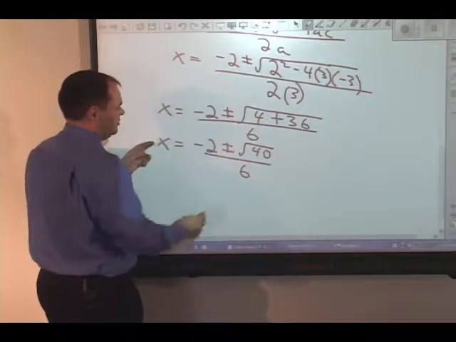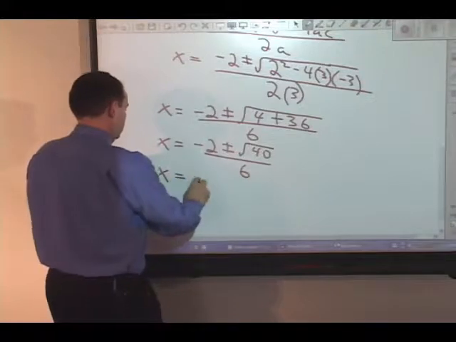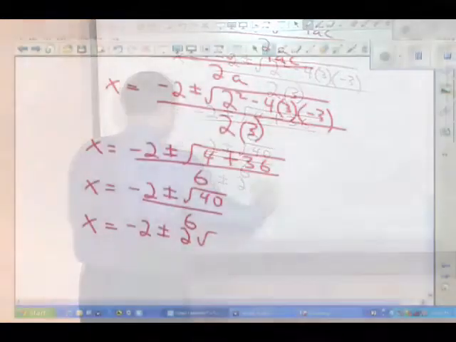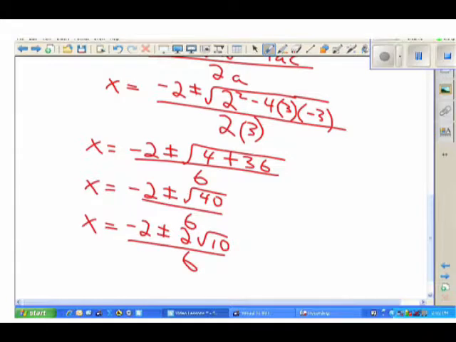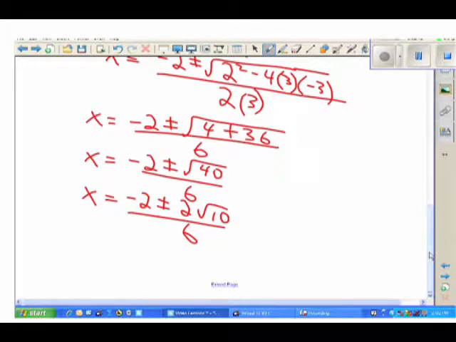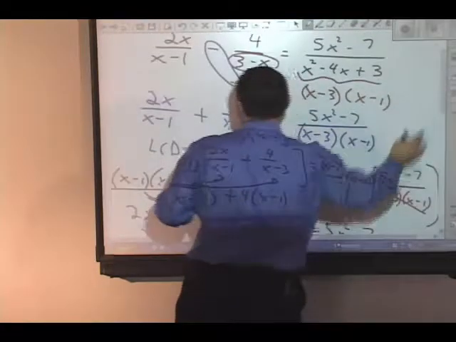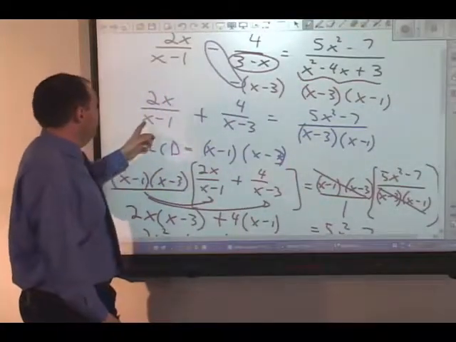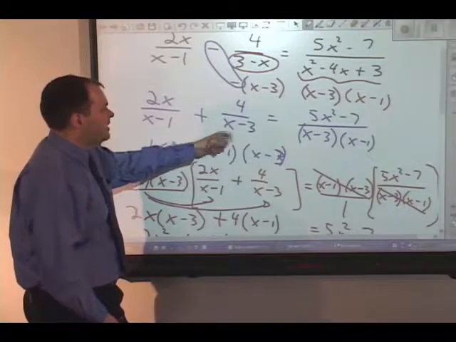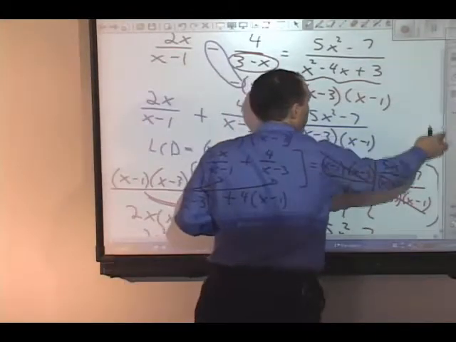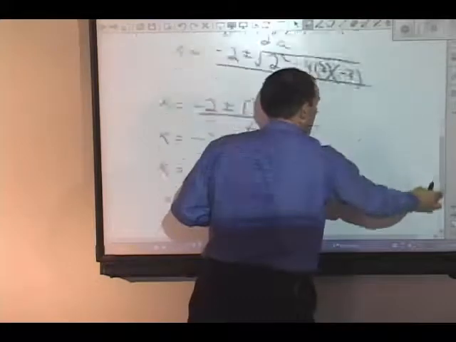I'll now reduce the square root of 40 to 2 root 10. And then I can divide top and bottom of my fraction by 2 to get negative 1 plus or minus root 10 divided by 3. If you'll notice back on the original equation, the values of x that are not defined were x equals 1 and x equals 3. We did not get those answers in the solving process, so there are no solutions to reject.